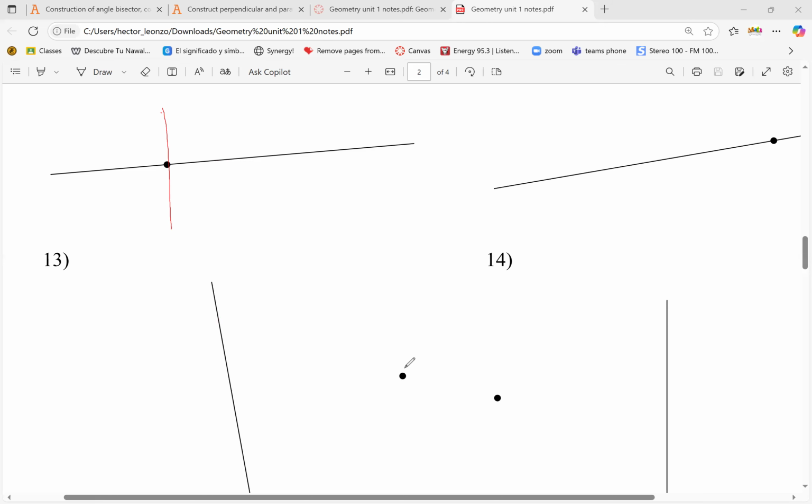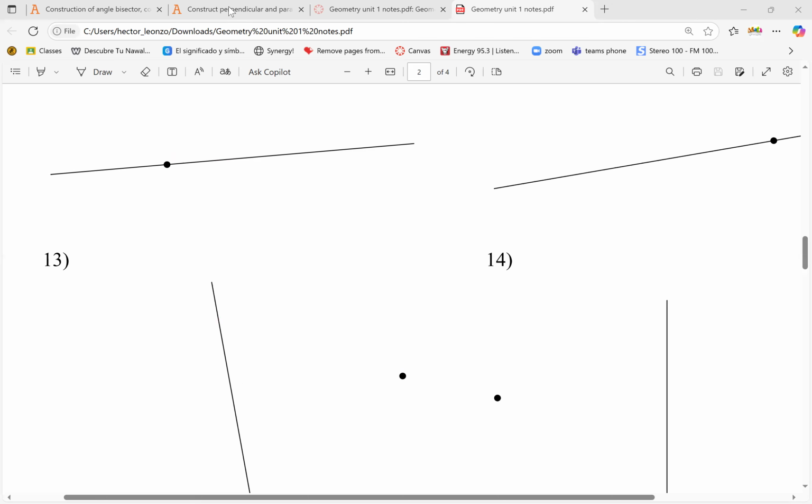Question number 13 and 14. You guys see my point for number 13? I'm expecting it to go something like this. Again, it has to go through the point and make a 90-degree angle. I'm going to represent my 90 as a little box. That's what we're expecting. Again, we're not going to freestyle. We're actually going to do it. So let's practice using our homework.